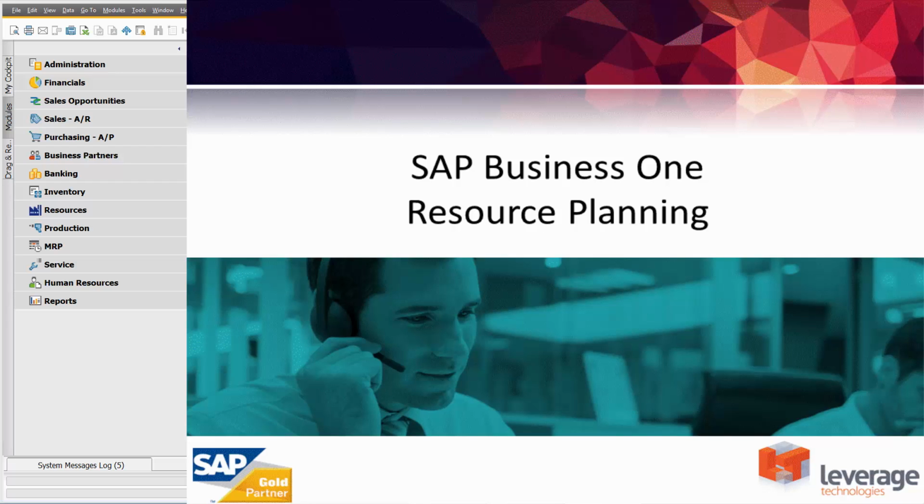Hi, and welcome to this overview of resource management for manufacturing in SAP Business One 9.1. If your business is manufacturing, then you might be using the material requirements planning to balance your supply and demand and look at potential purchase orders and production orders.